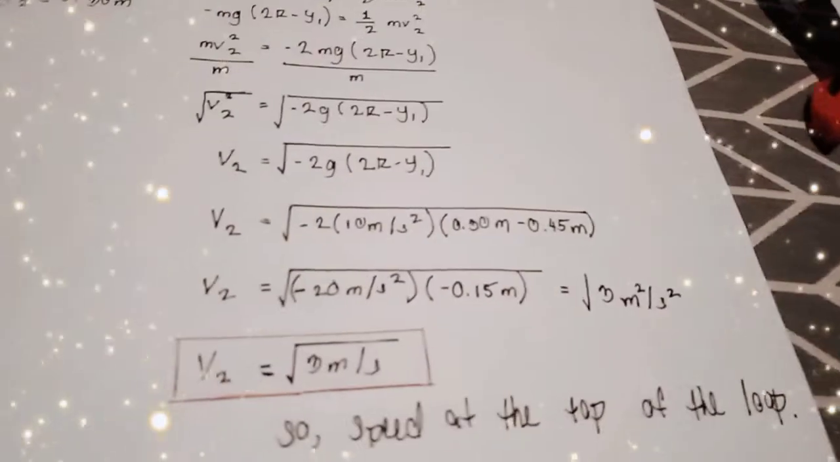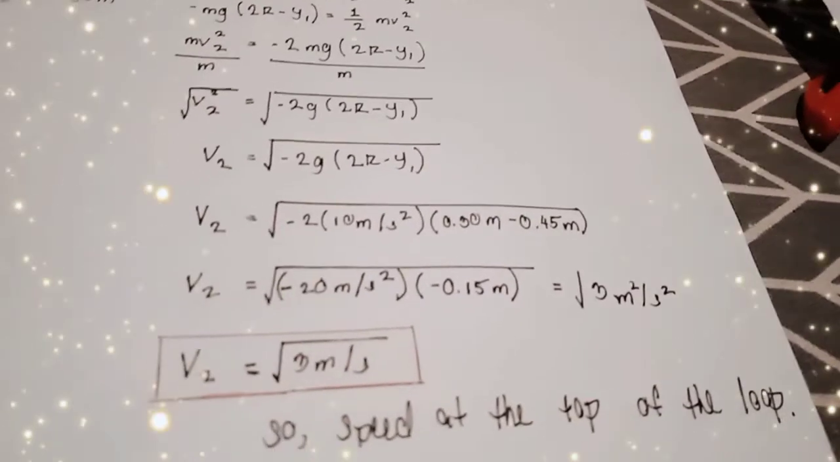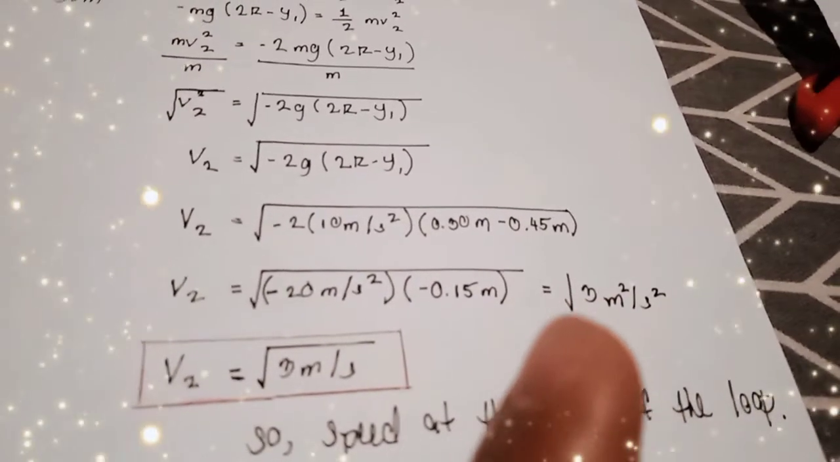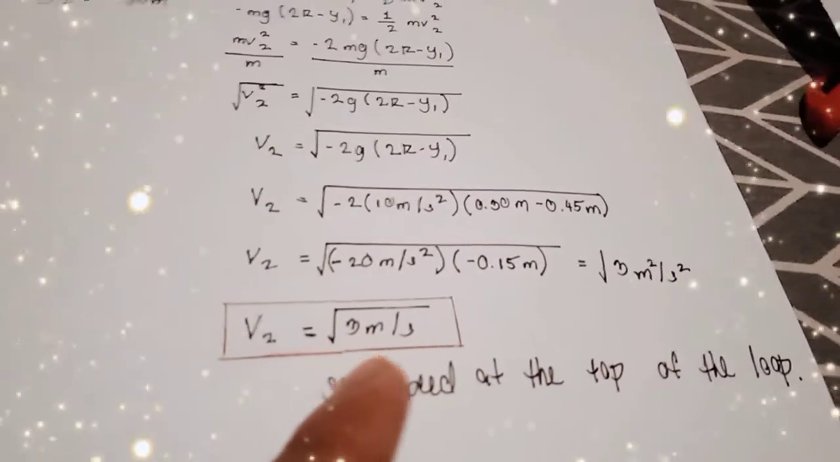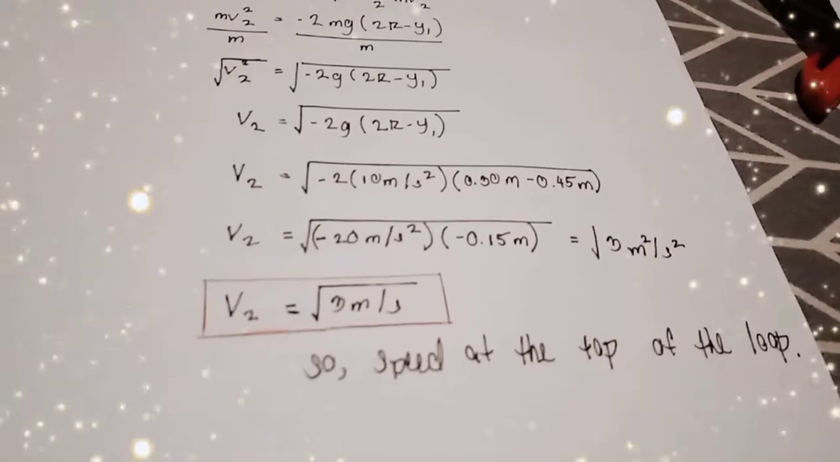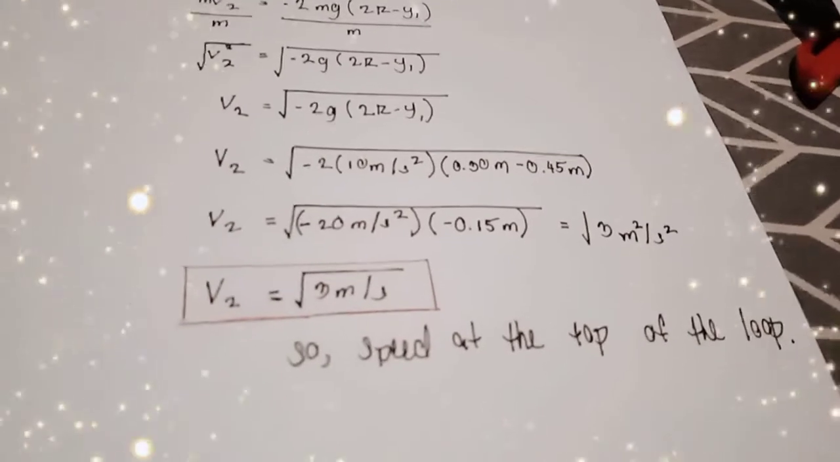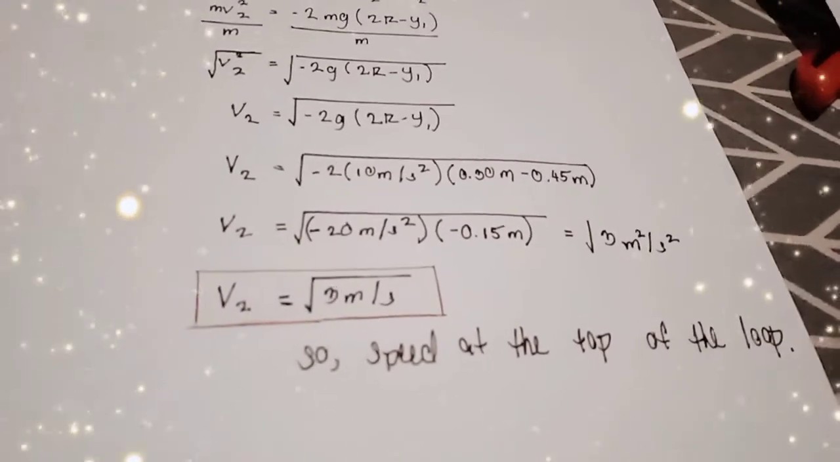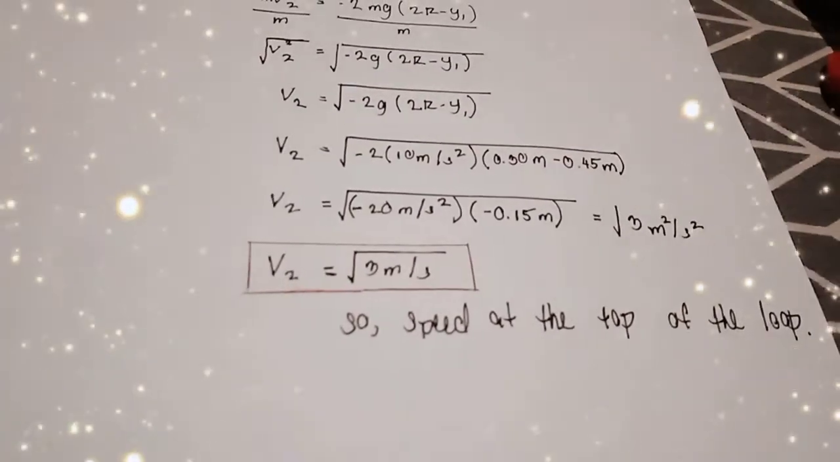It works because we cancelled out the square root of 2, so what remains is the square root of 3 meters per second. The speed at the top of the loop is square root of 3 meters per second. That's all. Thank you.